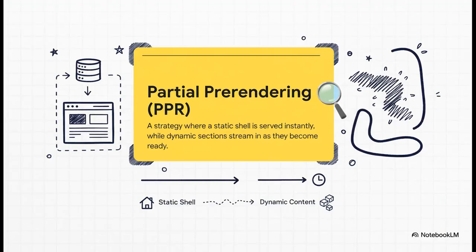So, what exactly is PPR? The easiest way to picture it is this. You serve a static HTML page that has these dynamic holes punched into it. The page loads instantly with all the static stuff, your navigation, your layout, your footer, all that. Then, the dynamic parts, the stuff that needs fresh data, just streams in to fill those holes as soon as it's ready. No more waiting for the slowest part of your page to load before the user sees anything at all.